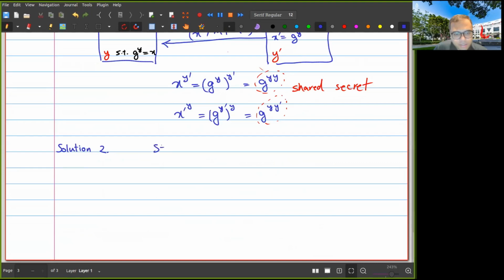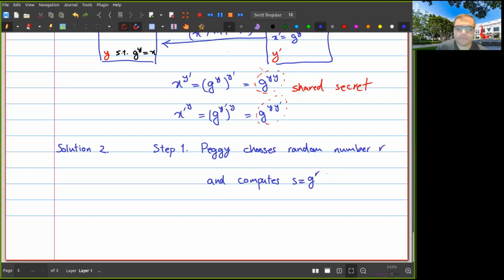So in step 1, Peggy just chooses a random number r, and let's say she computes s, which is g to the power of r. And she just sends this s to Victor.